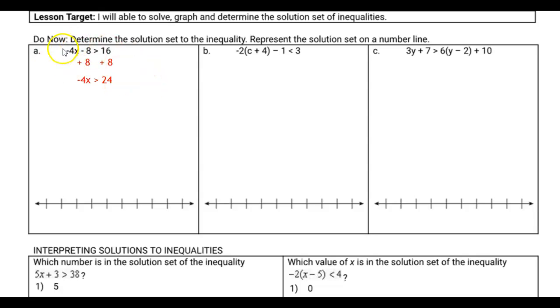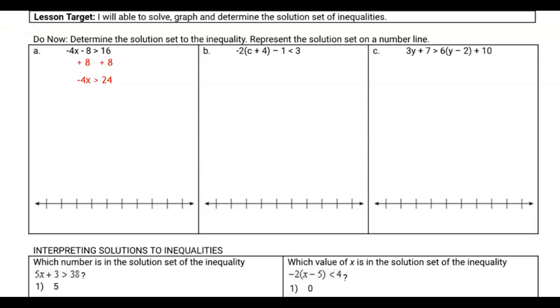Our first step is to use inverse operations to get the x isolated by itself. I'm adding 8 to both sides. 16 and 8 is 24. Negative 8 and positive 8 are inverses, so they eliminate. My last step is to divide by a negative. I'm dividing by -4, but remember what happens when you divide by a negative.